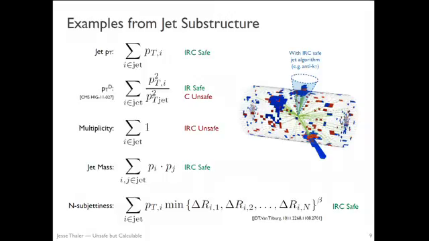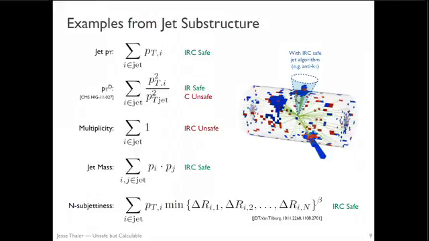So the easiest way to explain what safety is, is just to give you some examples of what safe observables are. So here are some examples coming from jet substructure. Let's imagine you have an algorithm like anti-KT, which is able to find clusters of energy deposits in your event in an infrared and collinear safe way. That was one of the achievements of anti-KT, to define jet regions in an infrared and collinear safe way. But let's say we've done that already.